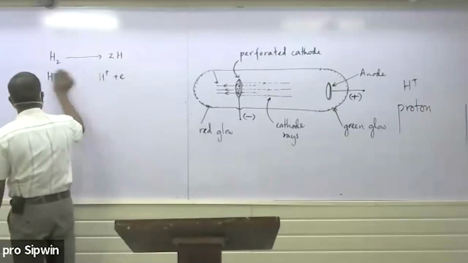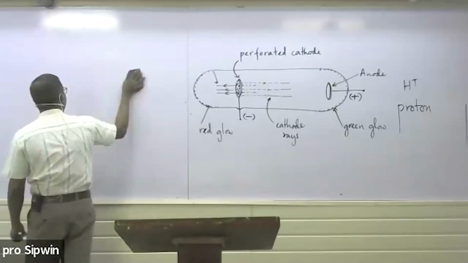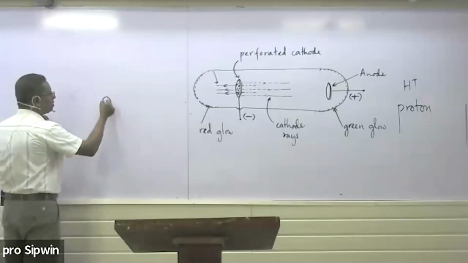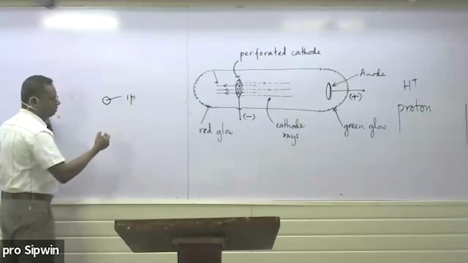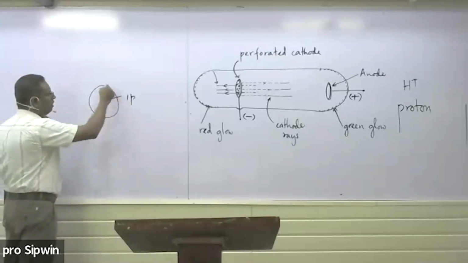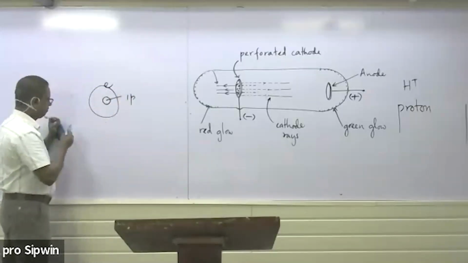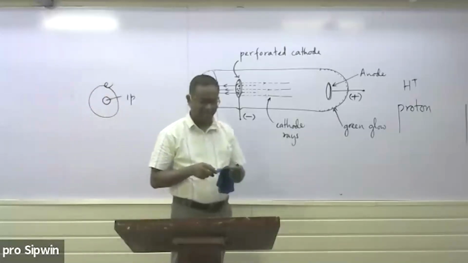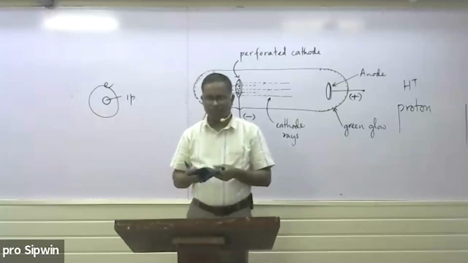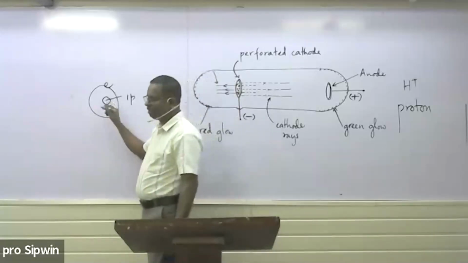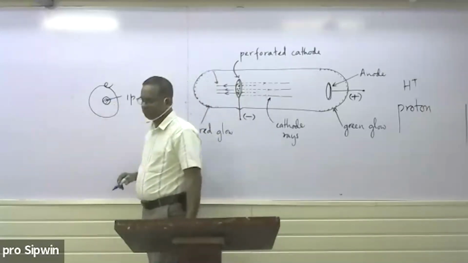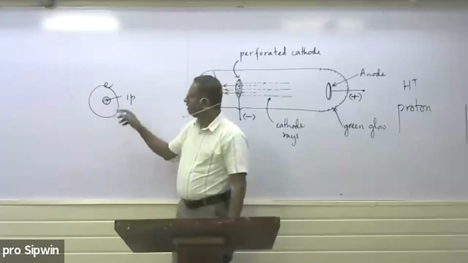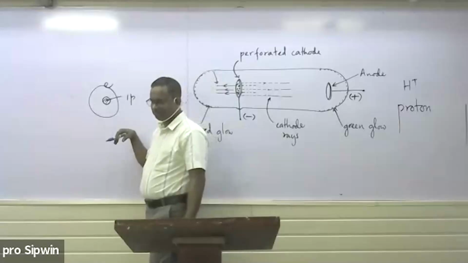Hydrogen mean what? You have an idea about hydrogen from O level. Hydrogen mean nucleus, one proton here, around that one electron moving. You know this much. Hydrogen atom mean proton, nucleus in that one proton, no neutrons. Then around that one electron.